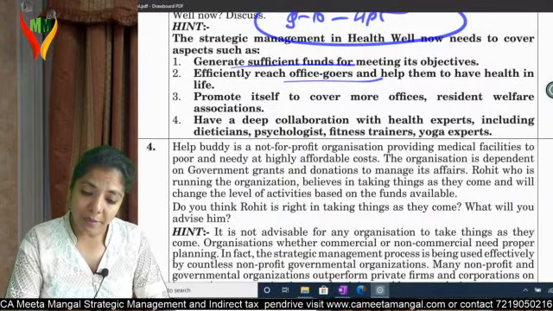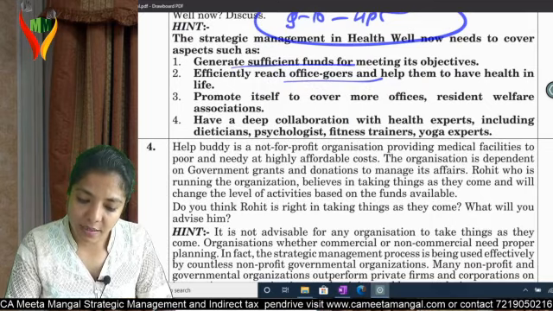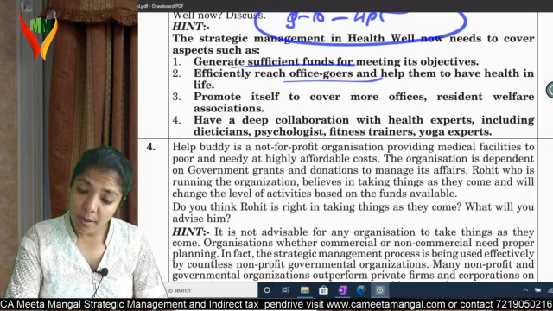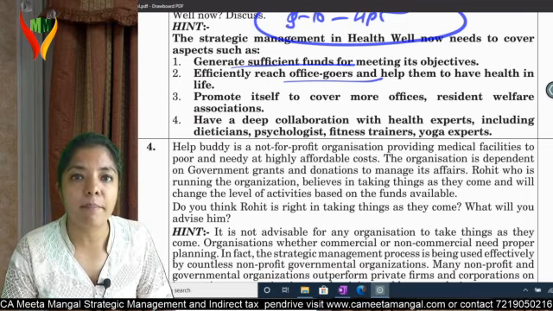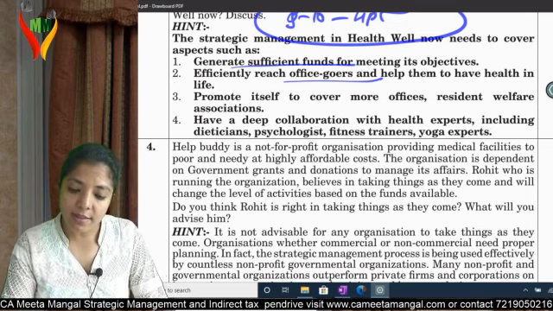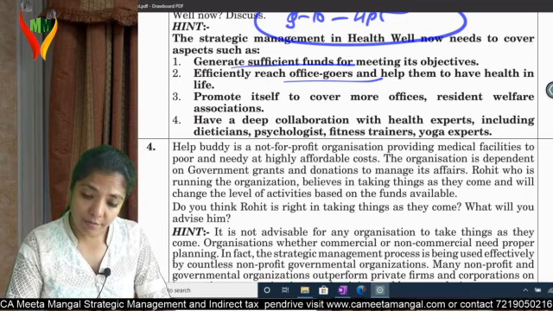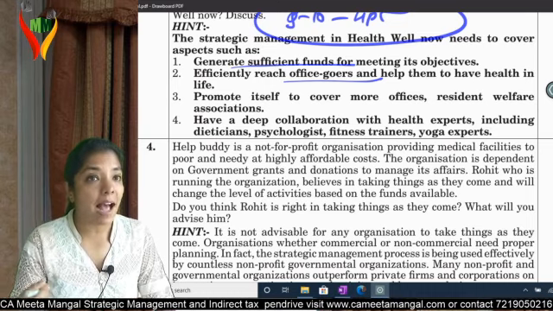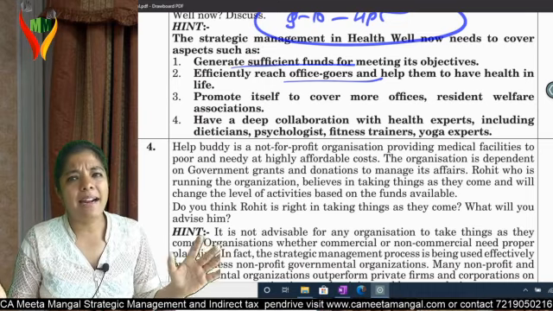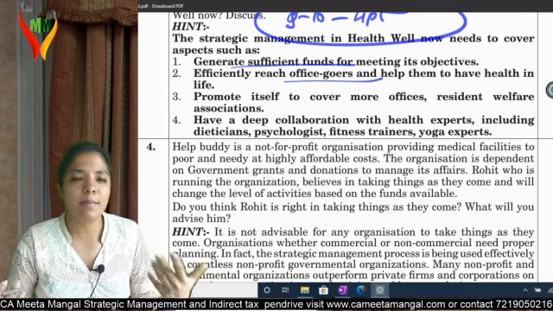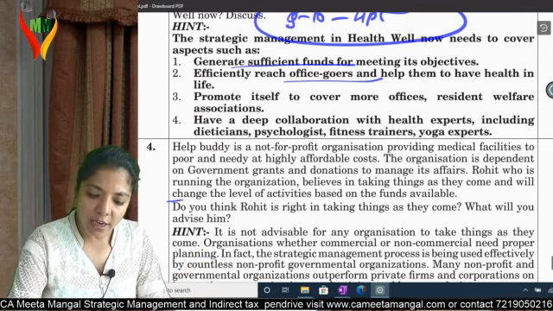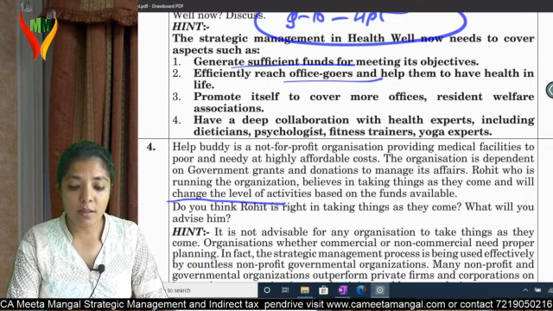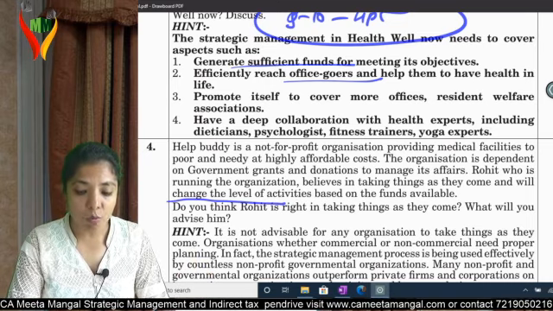Health Buddy is an NPO providing medical facilities to poor and needy at a highly affordable cost. The company is dependent on government grants and donations to manage its affairs. Rohit, who is running the company, believes in taking things as they come. It's like being reactive. Let's accept things as they come, and will change the level of activities based on the funds available. Do you think Rohit is right in taking things as they come? What will you advise him?